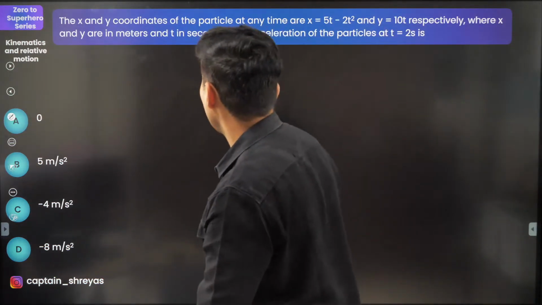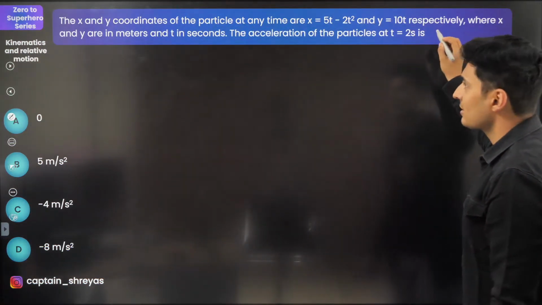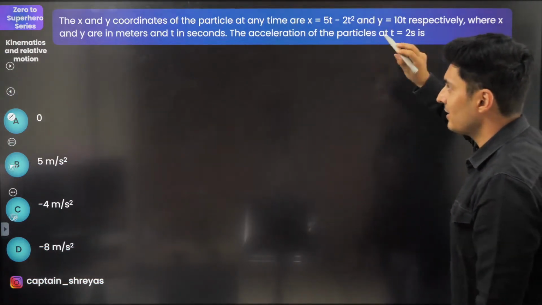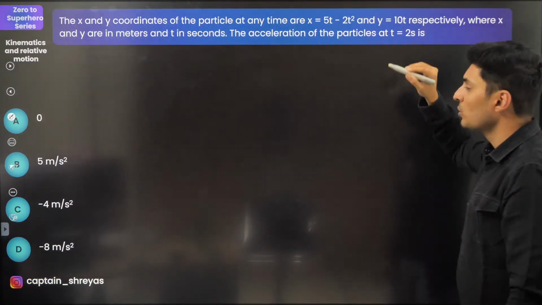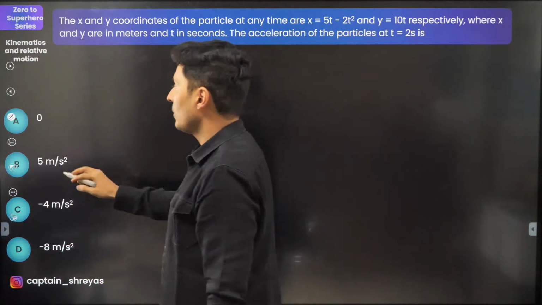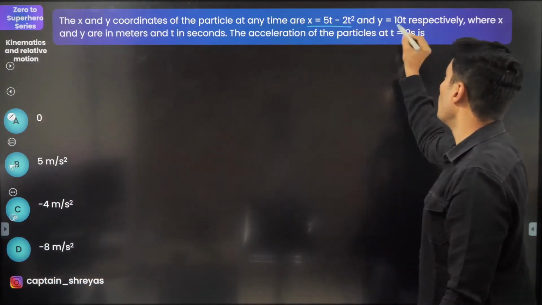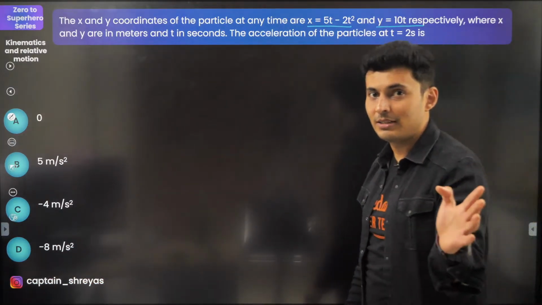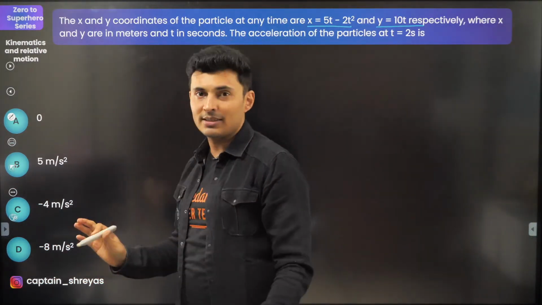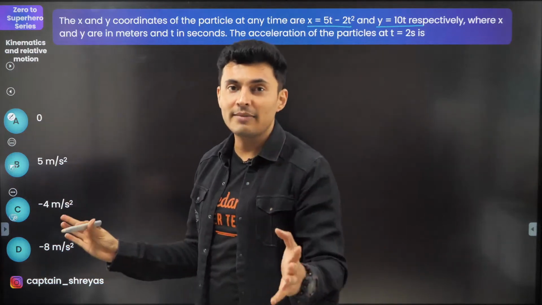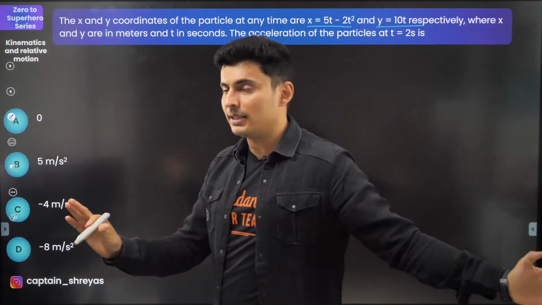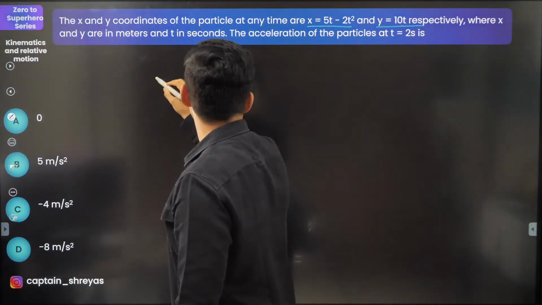Okay. The x and y coordinates of the particle are this and this, where x and y are in meters, t is in seconds. The acceleration at 2 seconds is how much? Okay, let's try to find this out. The funny part about this question is there are 2 coordinates, so I need to be a little bit careful. If there are 2 coordinates, that means there are 2 components of everything. So let's find it out separately. So x is given.